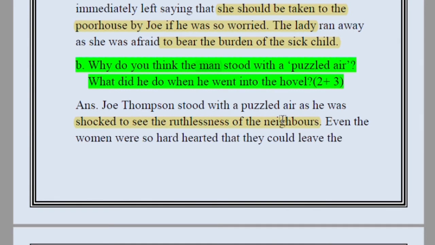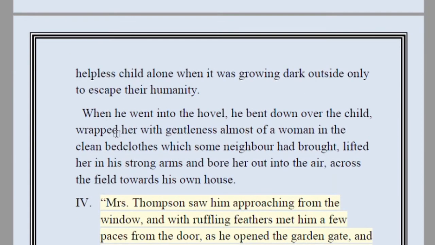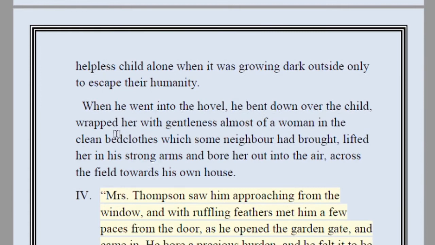They are all worried about their own selves, their selfish desires. They do not care for Maggie because Maggie could not help them in any way. Even the women were so hard-hearted, they were not careful about the girl. They could leave the helpless child alone when it was growing dark outside, only to escape their humanity.